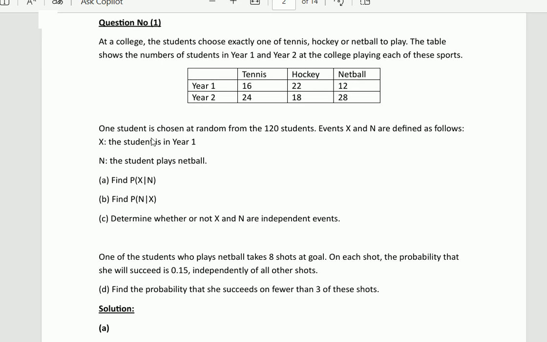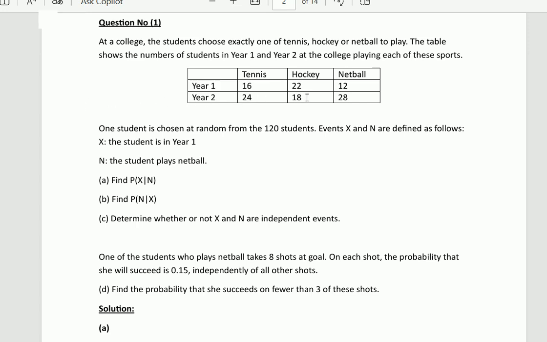The question number 1 is, at a college, the students choose exactly one of tennis, hockey or netball to play. The table shows the number of students in year 1 and year 2 at the college playing each of these sports. The year 1 is tennis, hockey, netball. The numbers of students are given in the table. One student is chosen at random from the 120 students.